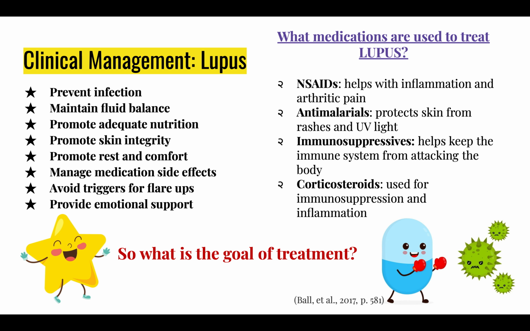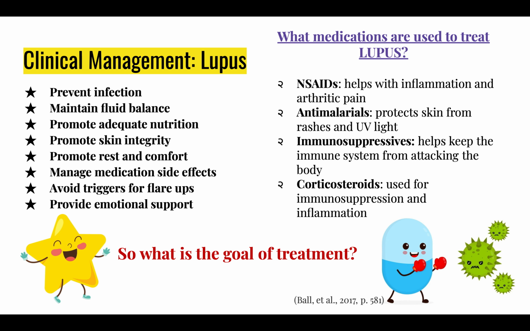And what medications are used to treat lupus? So NSAIDs are used, and those help with inflammation and arthritic pain. Examples would be ibuprofen, naproxen, diclofenac. As for antimalarials, those protect the skin from rashes and UV light, and an example of that is hydroxychloroquine. Immunosuppressives help keep the immune system from attacking the body. Medications are methotrexate and azathioprine. For steroids, they are used for immunosuppression and inflammation, and examples of those are prednisone and methylprednisone.